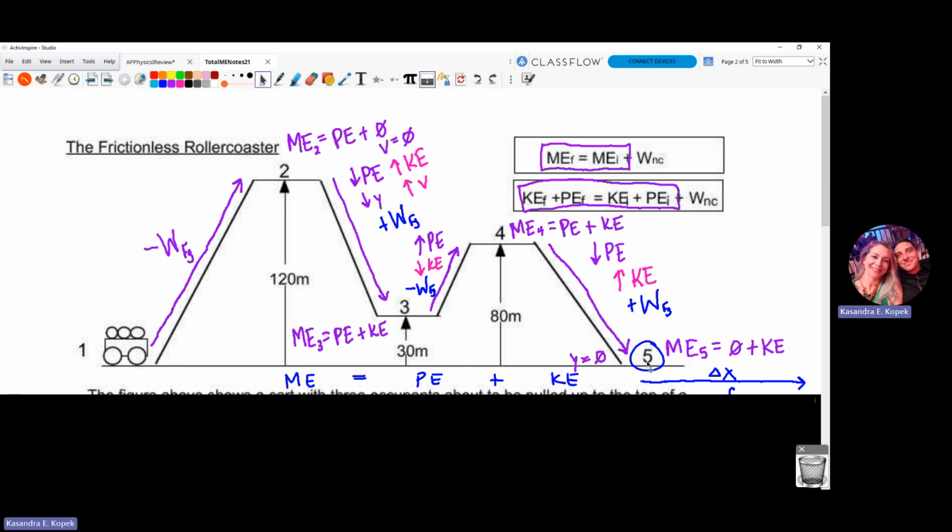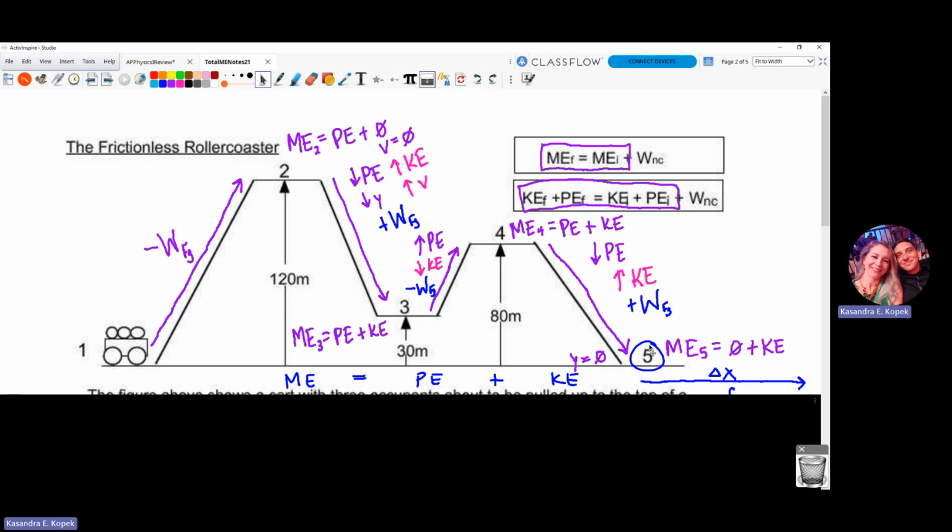And we're going down to the 0 level. Once we reach the 0 level, all of our energy is now kinetic. This is our maximum speed location. Okay, at position 2, that's our maximum height. At position 5, that's our maximum speed.